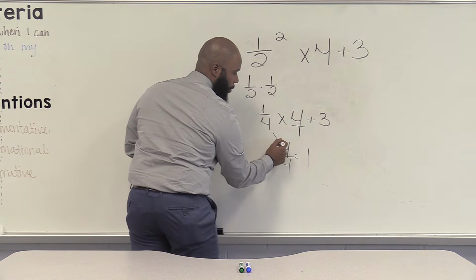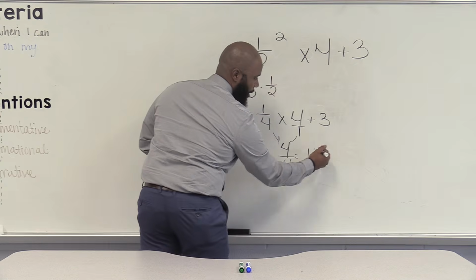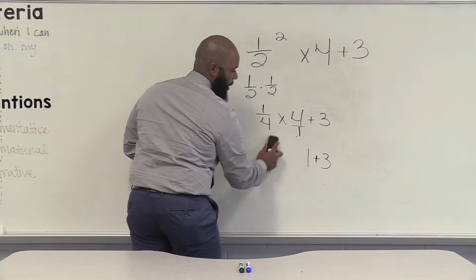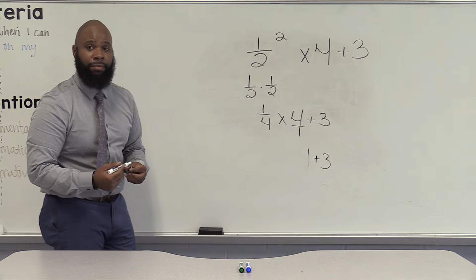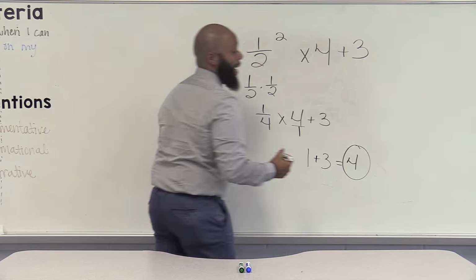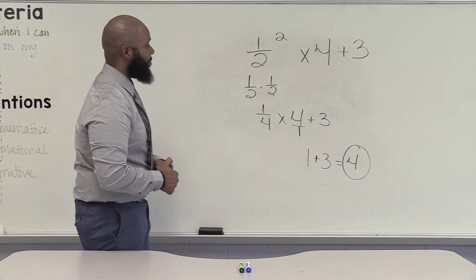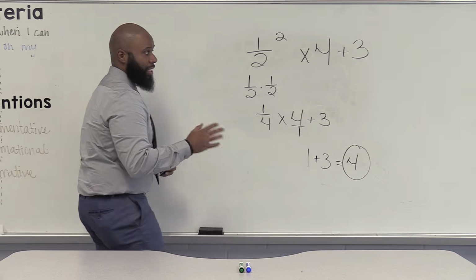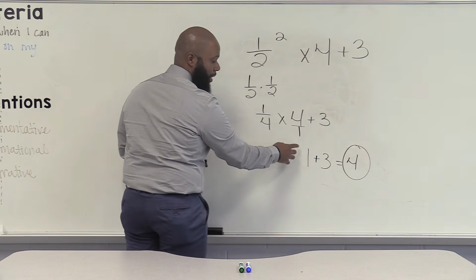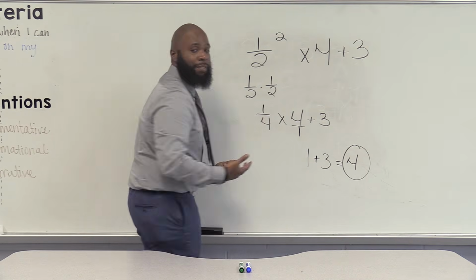So now I know that this is 1. Now I can bring down my 1 plus 3. Now I'm ready to solve. My problem now reads 1 plus 3. 1 plus 3 is what? 4. So my answer is 4. Again, just to recap, make sure you multiply across. That's going to give me my 4 over 4, which simplified down to 1 or equals 1. And then now I'm left with 1 plus 3, which is going to give me 4.